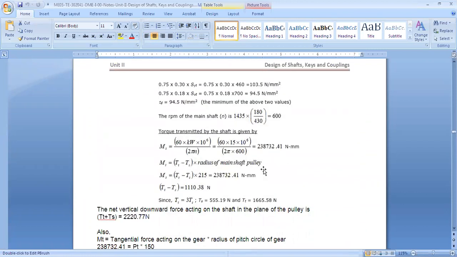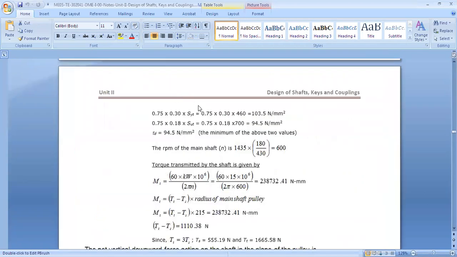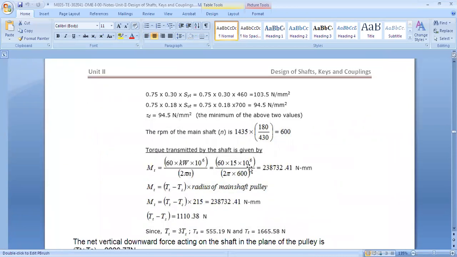Okay, let's attack the problem now. The first thing is finding the allowable stresses. First step, 0.75. I'm zooming in so that it is visible: 0.75 into 0.3 SYT. We multiply SYT by 0.3 to consider the ASME code, and we multiply by 0.75 to consider the keyway. From that we got the shear stress as 103.5, and from multiplying SUT by 0.18 we got 94.5.